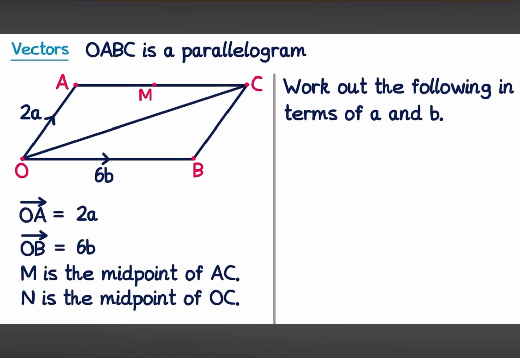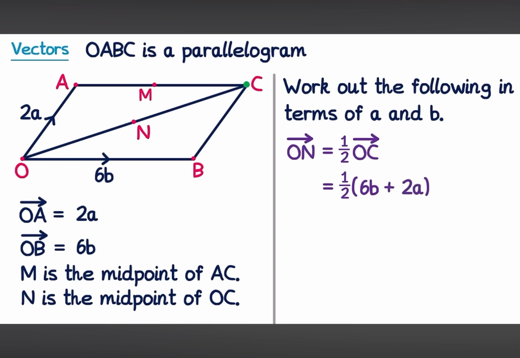Now N is the midpoint of OC. We have to find ON now. How can I go from O to N? Think about it for a minute. That is half OC. Yes or no? But first I need to go from O to C. How can I go from O to C? First, I will go from O to B, then B to C. That is 6B plus 2A. Now halve it. That would be 3B plus A.